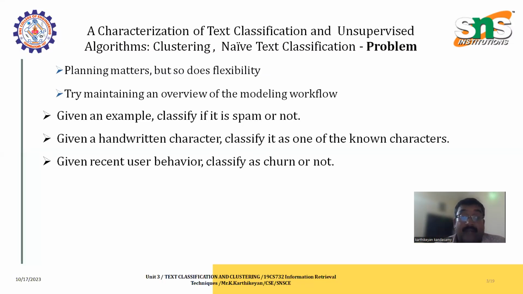First one is planning matters, but so does flexibility, and maintaining an overview of the modeling and workflow. Given an email, classify if it is spam or not. Given an unwritten character, classify if it is one of the known characters. And given recent user behavior, classify churn or not. We go for the next one.